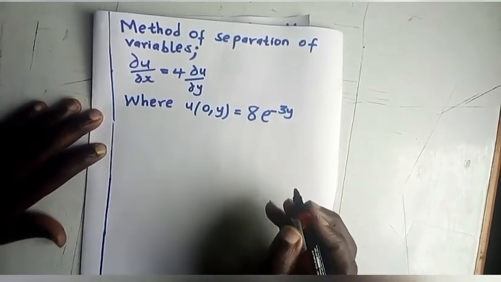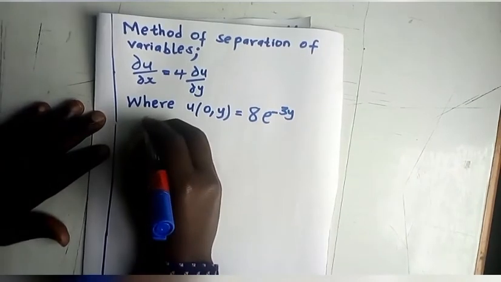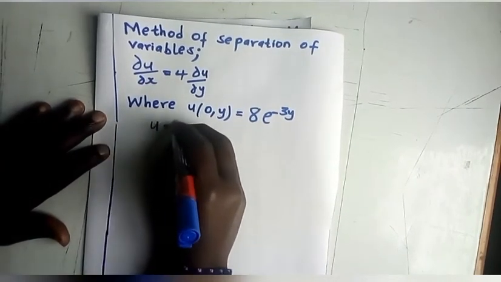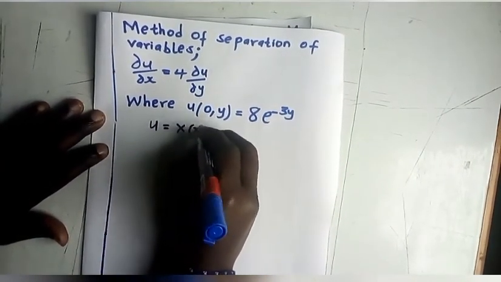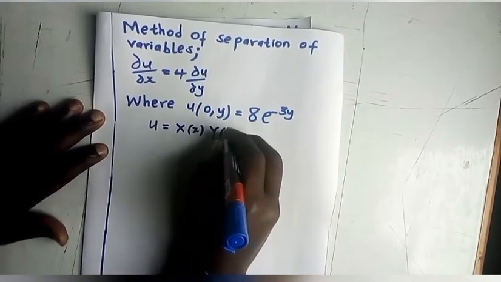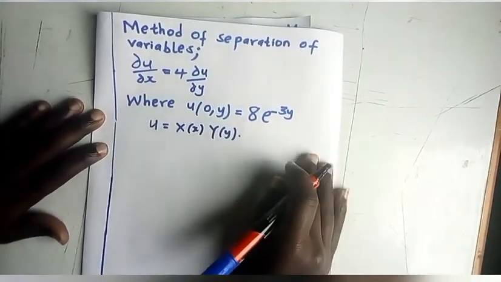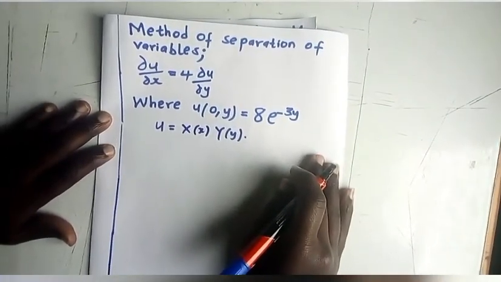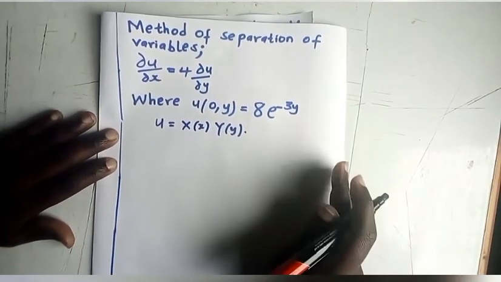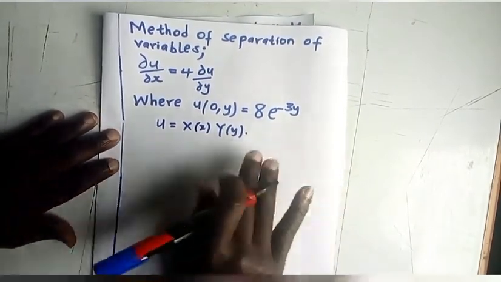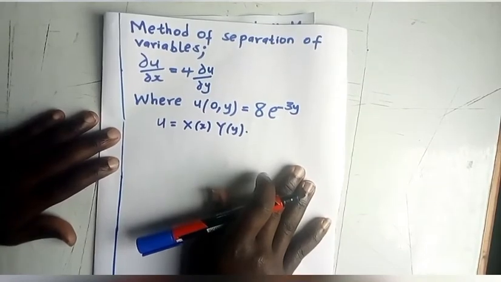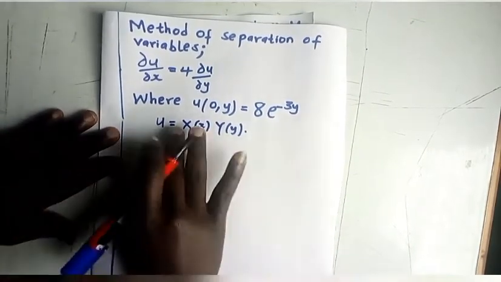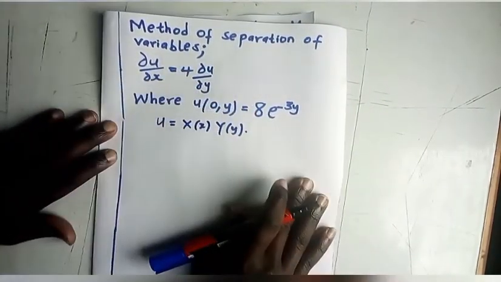Okay, so we have to define our function u. Our function u is equal to X times Y. So it has two variables, okay, and x is an independent variable and y is an independent variable. So the next thing we have to do is to insert our function u back into our initial equation.